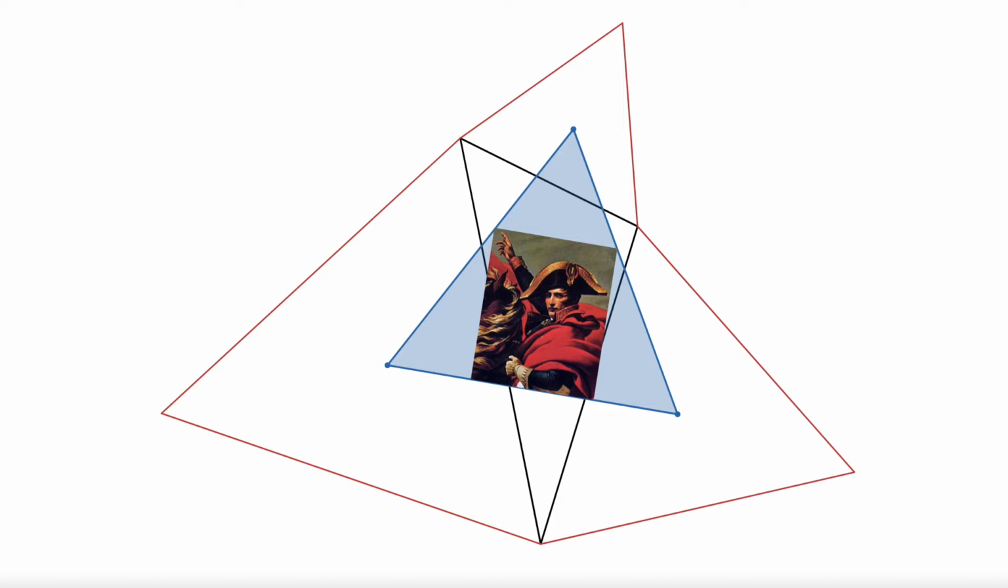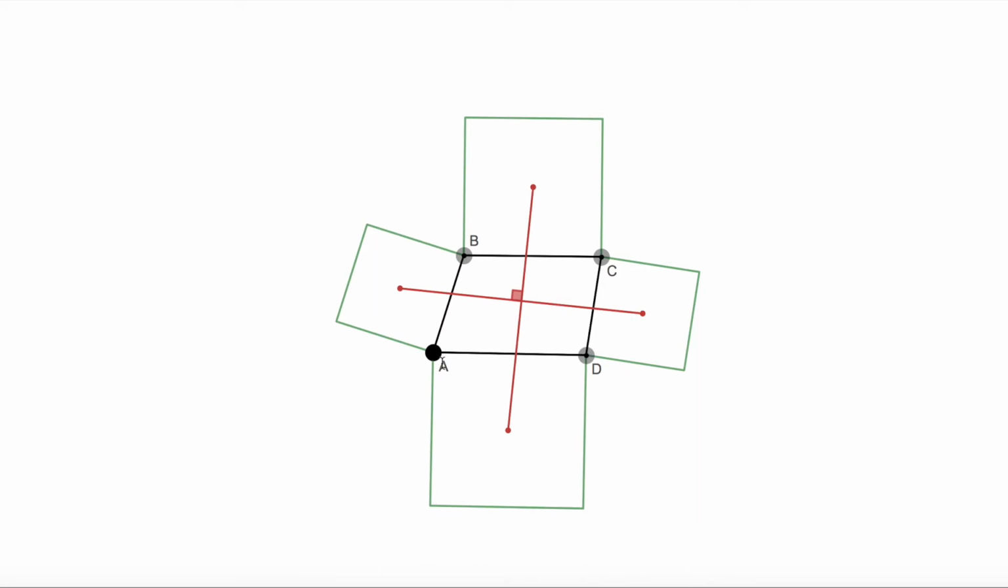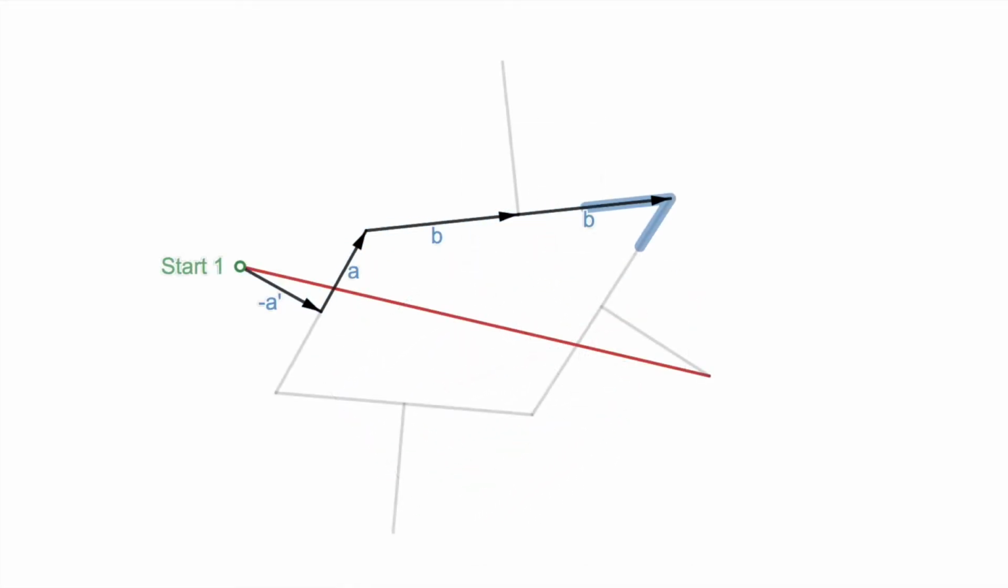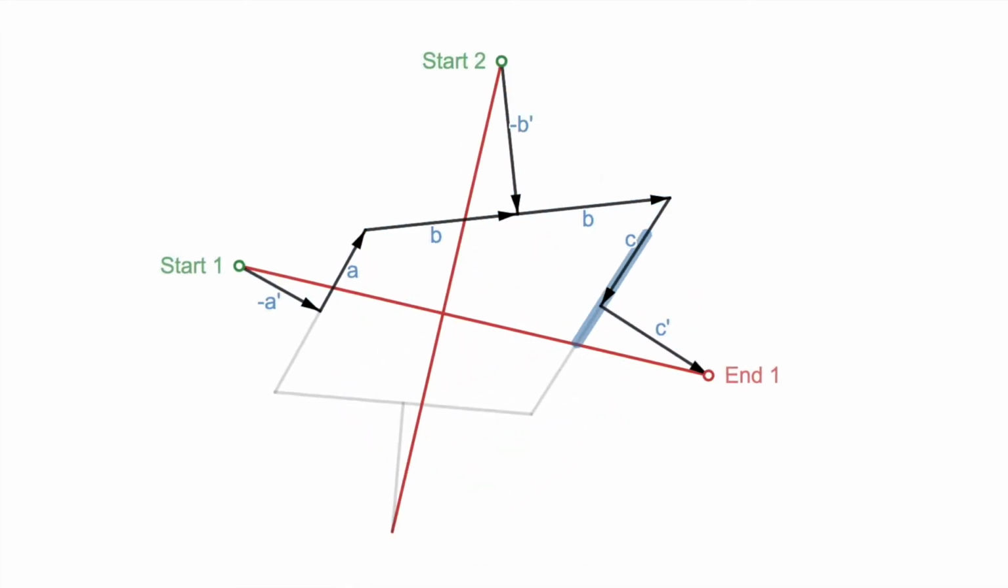Now, I was asked by a viewer whether Napoleon's theorem could be proved using vector sums, like the proof in my video on von Aubel's theorem. These theorems are similar, so I figured, why not? Challenge accepted.